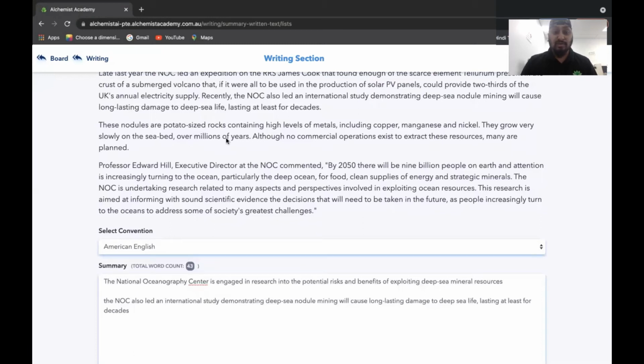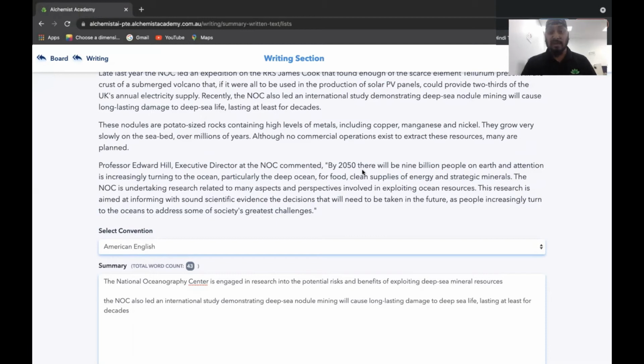They grow very slowly on the seabed. You don't have to explain. So this paragraph here is the explanation of these deep sea nodules. So we do not need to go into a detailed explanation of what these nodules are, how these nodules are developed. If you go further, now they're talking about a comment that was given by Edward Hill, who's the executive director at the NOC.